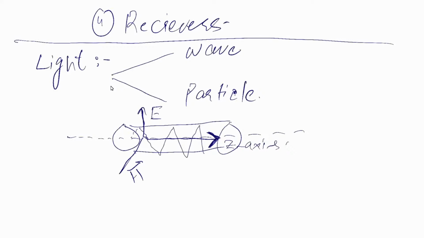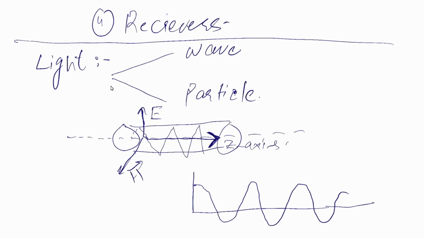Magnetic field. We are only concerned with the electrical field. And because inside the cable the light is traveling as a wave, it means it has some waveform. Let's say something like this. So we are only concerned about the real part.